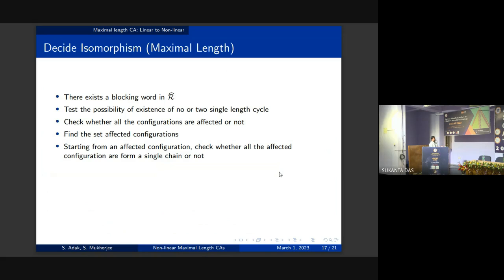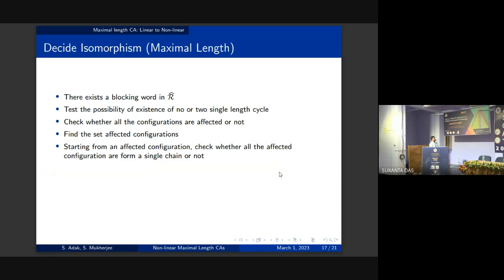Further, we check whether all the configurations are affected or not. If all the configurations are affected by the following properties, then this case is the worst case. That means we need exponential time to check, so for that reason, we don't follow this. Then we calculate the total number of affected configurations and check whether all the affected configurations are in a single chain or not.